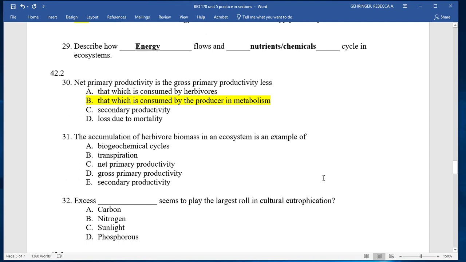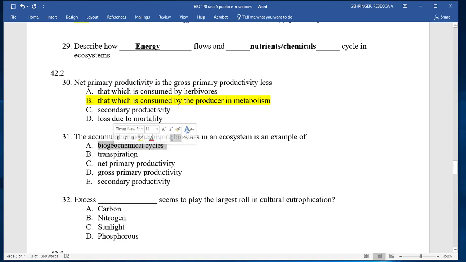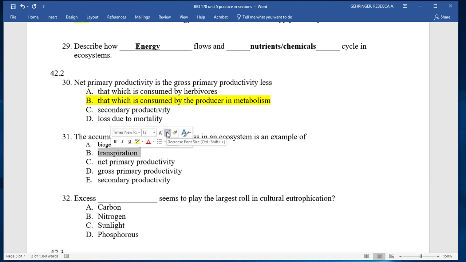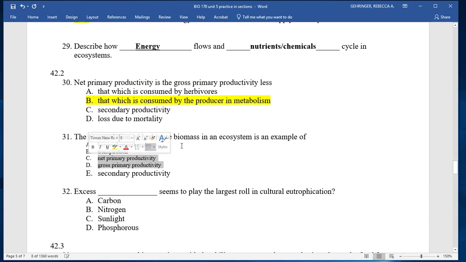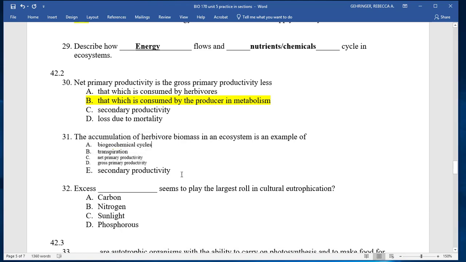The accumulation of herbivore biomass in an ecosystem is an example of, it's not biogeochemical cycles, that's a lie. What's transpiration? Transpiration is water loss from plant body surfaces. That doesn't have, I mean, it kind of has a little to do with accumulation of herbivore biomass, but not specifically, right? Net primary productivity. What's primary productivity again? That is having to do with biomass accumulated by the plants. So it's not going to be net or gross primary productivity. So get rid of that. So it's secondary productivity.